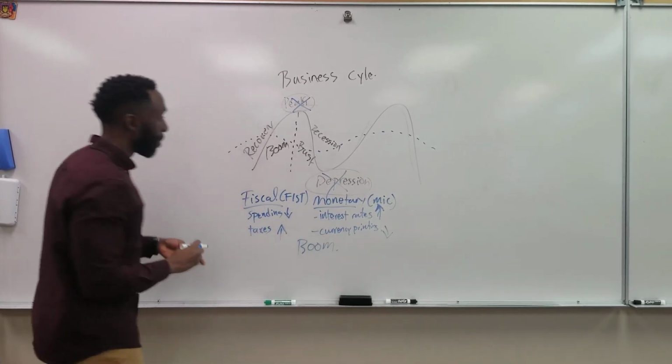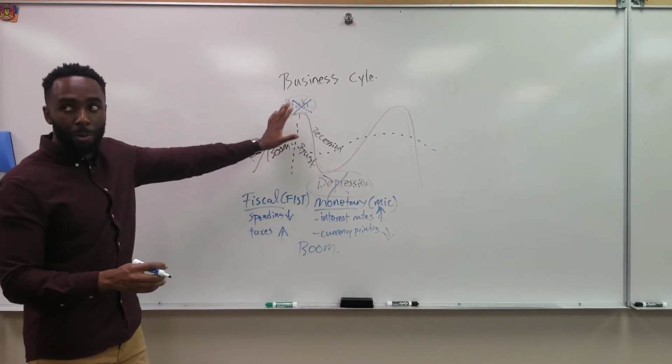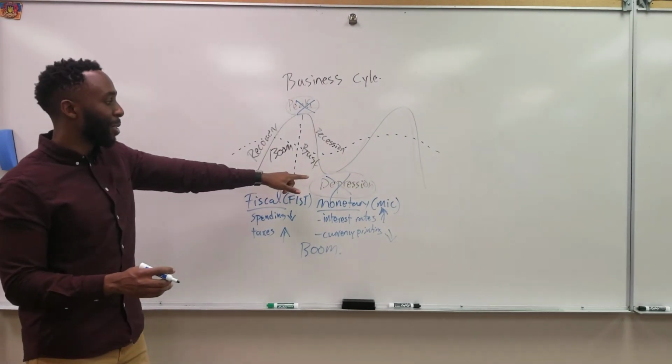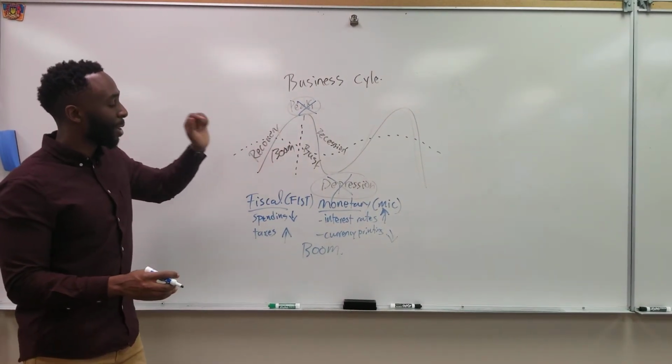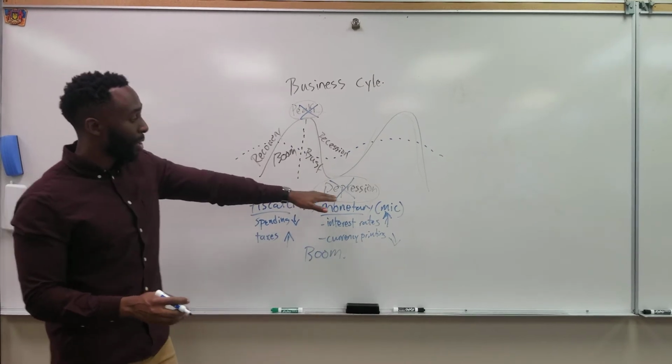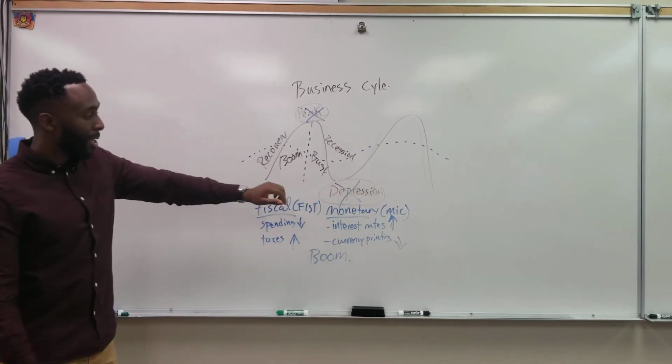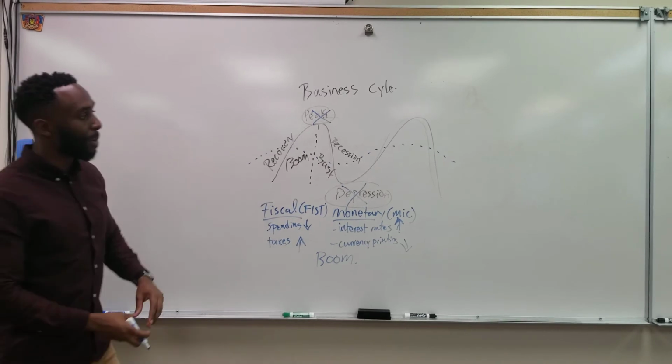So during the boom phase, we want to slow down the economy to prevent the peak, and we want to speed up the economy as we head towards the depression, because we want to prevent the depression because of maximum unemployment. Those are the two tools that John Maynard Keynes talks about.